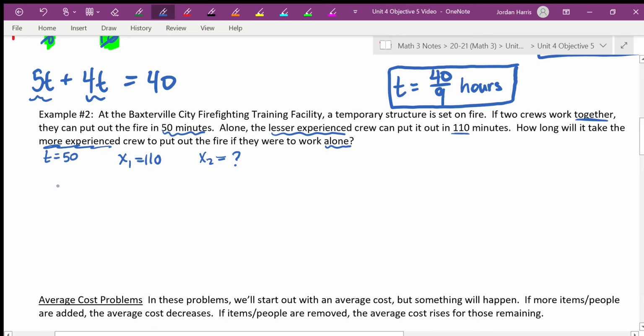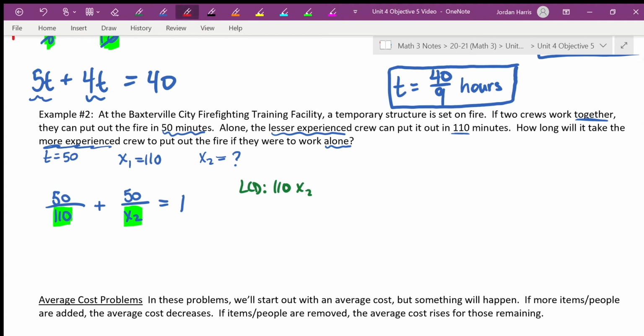Okay, so we've got to set up our equation. So we get T over X1 plus T over X2 equals 1. There are other ways of doing this, but we're just going to solve it the same way. Keep it consistent. You don't have to make it more complicated. So we look at our 2 fractions. What is the LCD? Well, in this case, we need 110 for that one, and we need an X2 for that one. Remember, the 2 is just signifying the group. So it's not the first group, it's the second group, the more experienced crew.